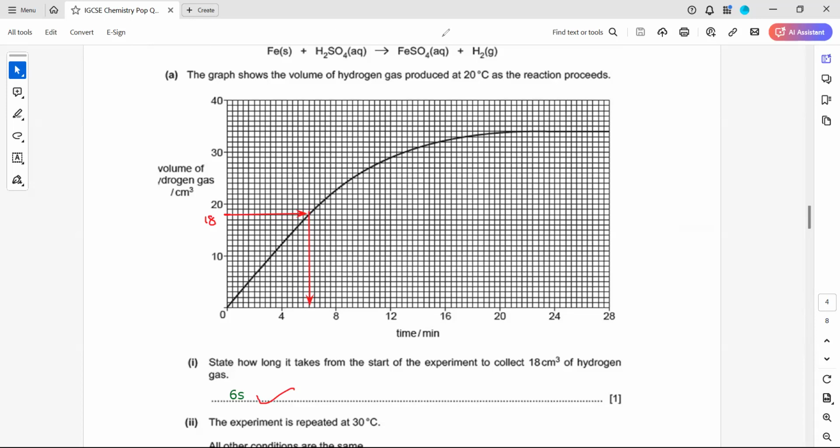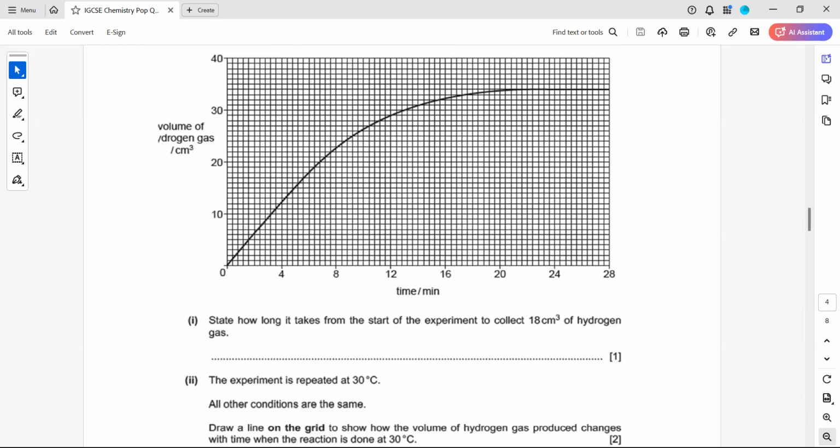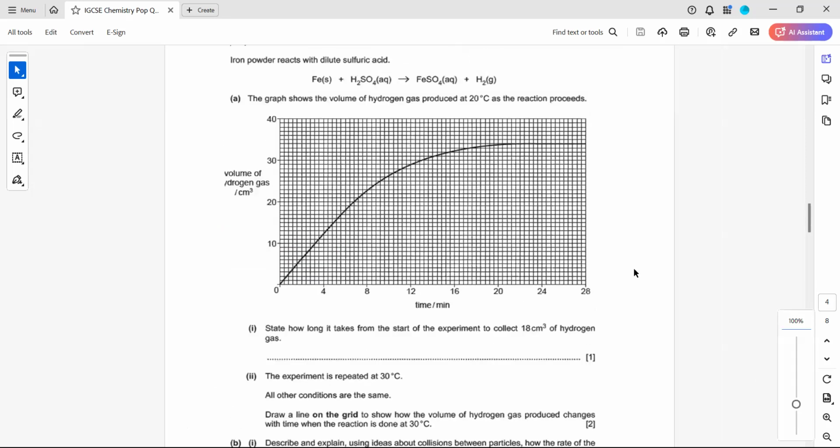The experiment was repeated at 30 degrees. All the other conditions are kept the same. Draw a line on the grid to show how the volume of hydrogen produced changes if the same experiment is done. First it was done at 20, but now we are doing it at 30 degrees. At 30 degrees, it will be a higher rate or steeper, but the final volume does not change as we are not changing the reactant. How do you label this? On your graph, when you sketch this, label it A2. Or you can also mention 30 degrees.